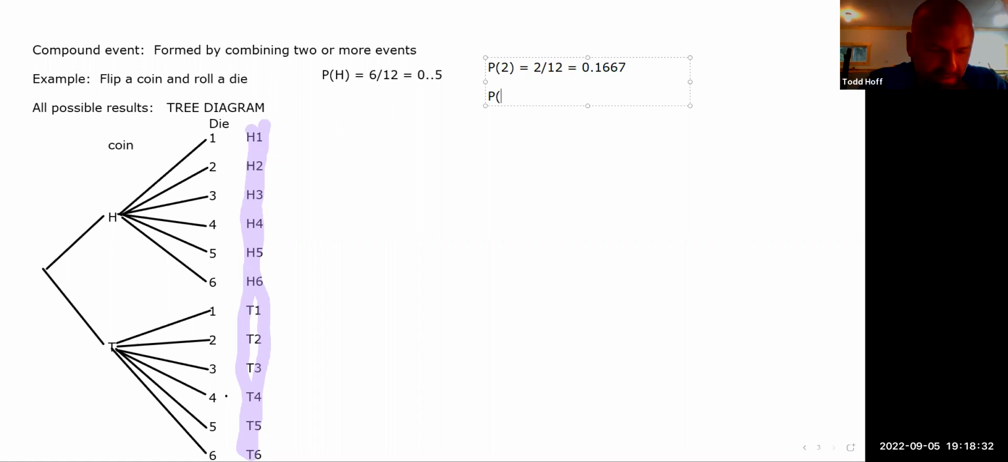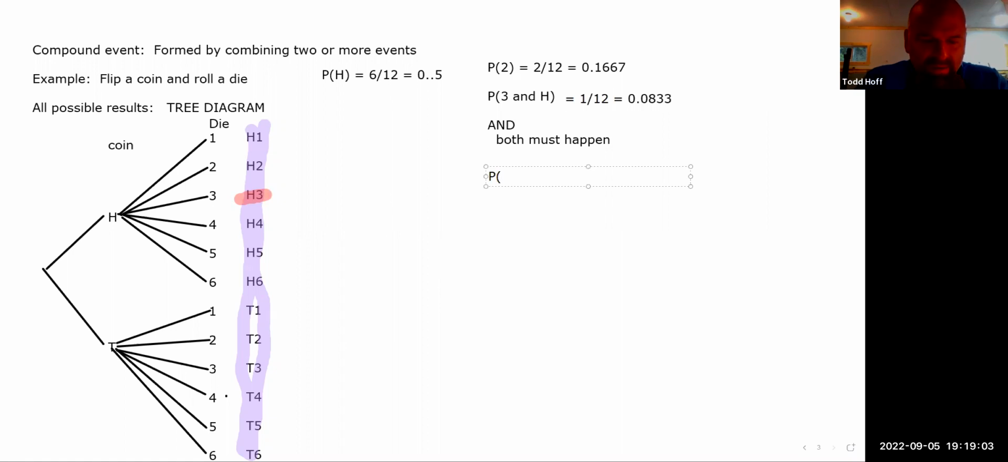Probability of getting a 3 and heads. Now here the keyword is "and," which means both must happen. There is only one item in here that is both a 3 and a head. That's right here. So the probability of getting a 3 and heads is 1 out of 12, or 0.0833.